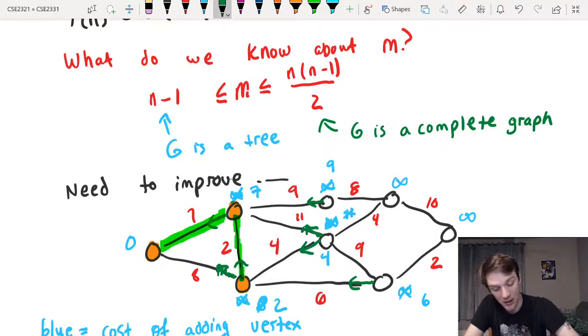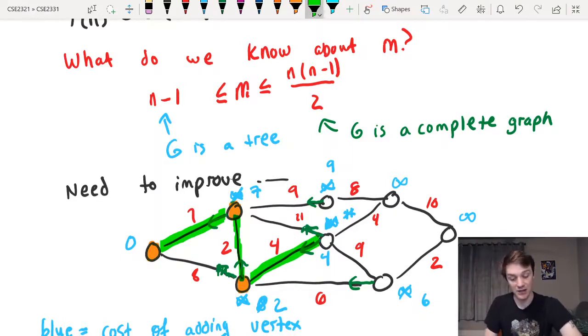Now I look at the minimum cost node of the white nodes. We have 9, 4, 6, and infinity, infinity. The best of those is 4. And then I look at everything adjacent to that. All of the white nodes adjacent.